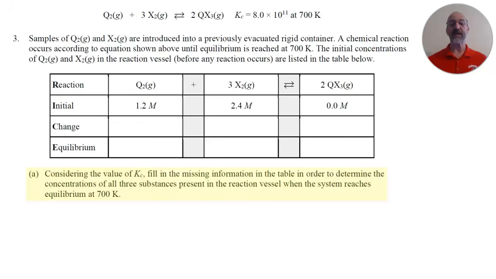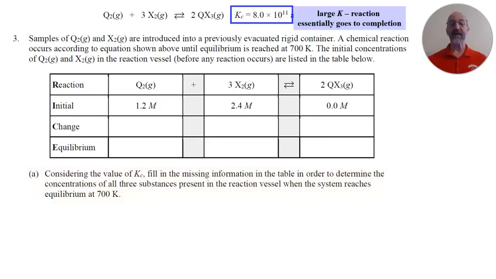at 700 Kelvin. So again, as I had mentioned, the value of K in this question, just like we saw in question 1, is very large, 8.0 times 10 to the 11. So when you see a very large value of K, it means that the reaction essentially goes to completion from left to right. Now, what I will do is fill in the change row of the Rice table in terms of X.